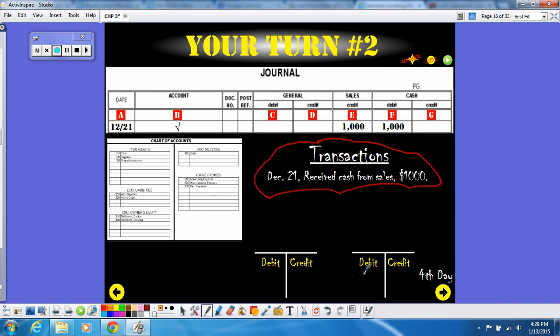Maybe you used your T accounts to help you figure it out. The answer for this one is sales credit here, 1,000, cash debit here, 1,000, and then a check mark in the account title, which represents sales. All right, this should be the end of page 2.